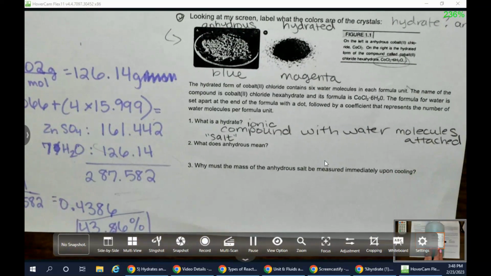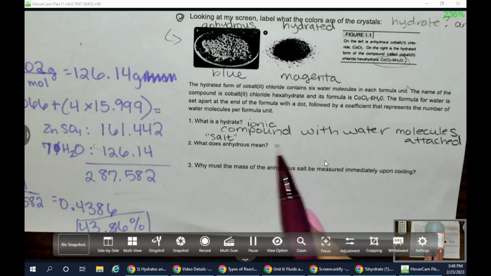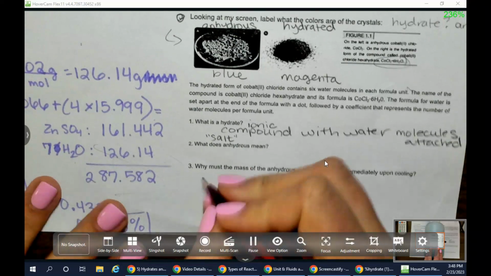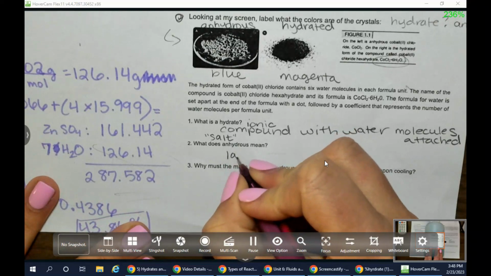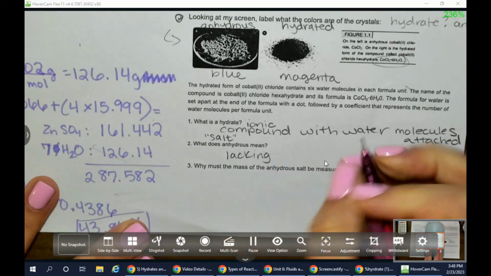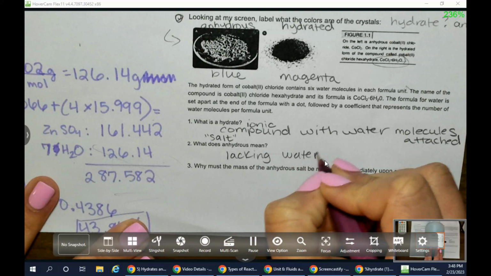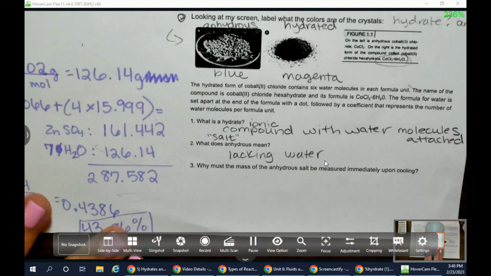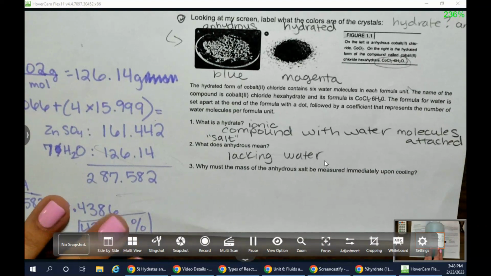I'm sure whatever definition you have, as long as it's in the same realm, is probably fine, so you don't have to rewrite it. All right, so if that's what a hydrate is, what does anhydrous mean? Without water. So I'm going to say lacking water. I liked what you said too, though: without water in the structure. Perfect. All right, so lacking water.